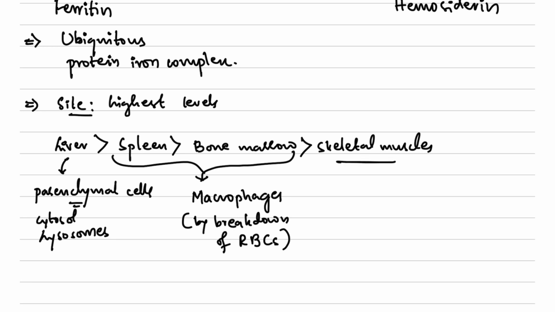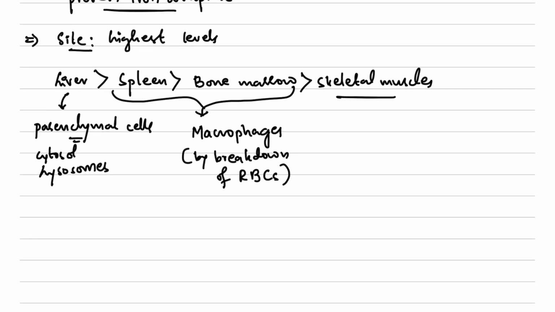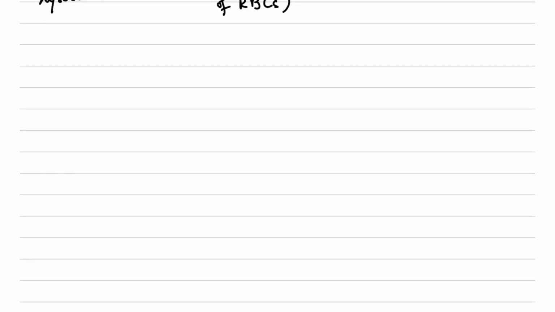Okay, this is how the ferritin is stored. Ferritin is the storage form of iron. It's a ubiquitous protein iron complex. It is found at the highest level in the liver, in the parenchymal cells, cytosol, and the lysosomes, followed by spleen, bone marrow, and skeletal muscles. Moving on to hemosiderin.